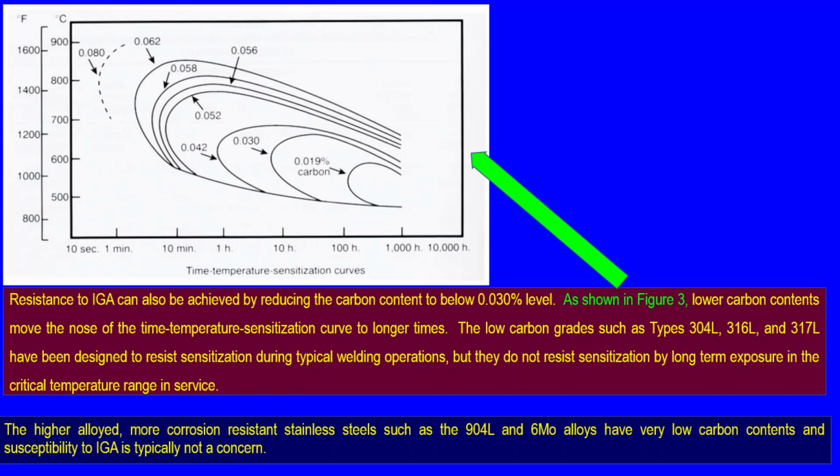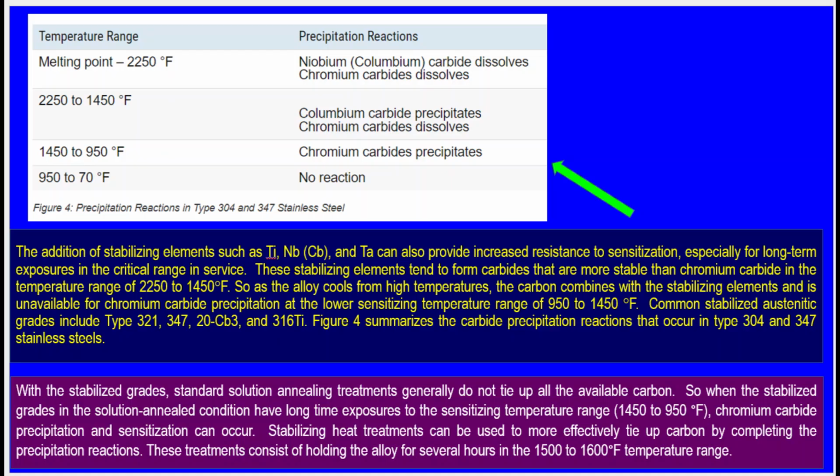On the contrary, the higher alloyed, more corrosion-resistant stainless steels such as 904L and the 6 molybdenum alloys have very low carbon contents, and susceptibility to intergranular corrosion attack is typically not a concern. The addition of stabilizing elements such as titanium, niobium or columbium, and tantalum can also provide increased resistance to sensitization, especially for long-term exposures in the critical range in service.